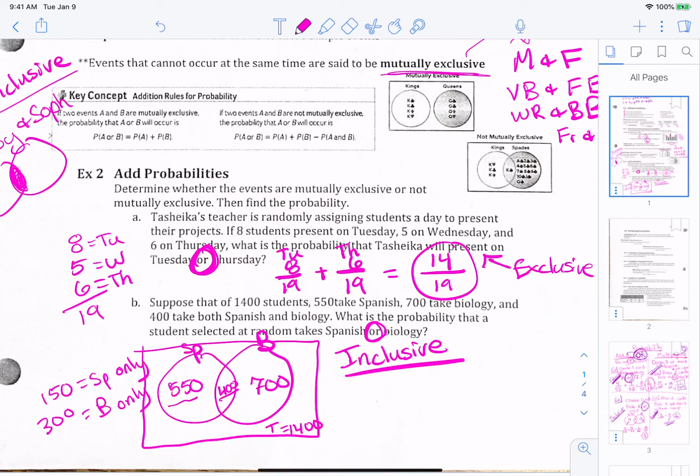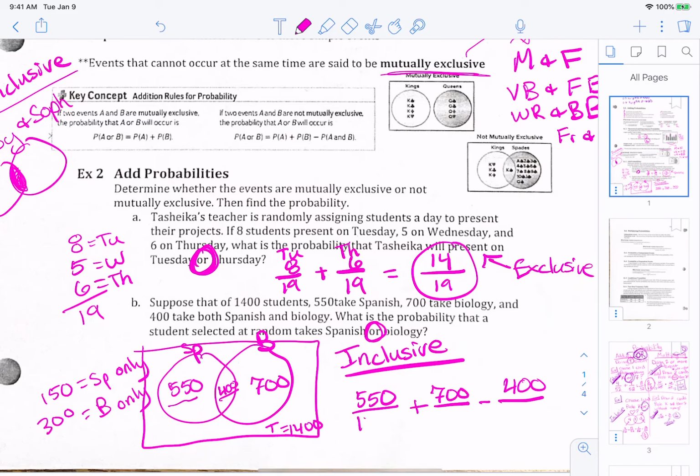Okay, because we didn't have to subtract anything out. So we're going to have to subtract a piece out in the middle. All right, so how do we want to add this? How do we add this? What do we do? 550 plus 700 and subtract out the 400 that are counted twice. Out of, what's my bottom number?